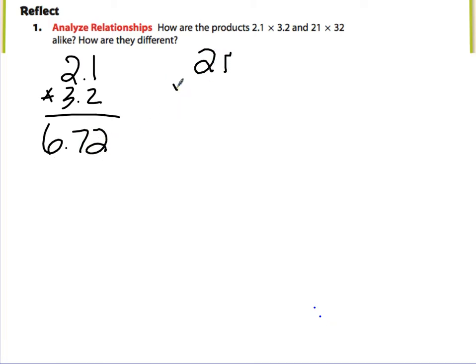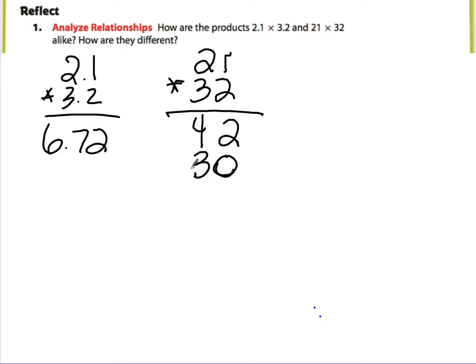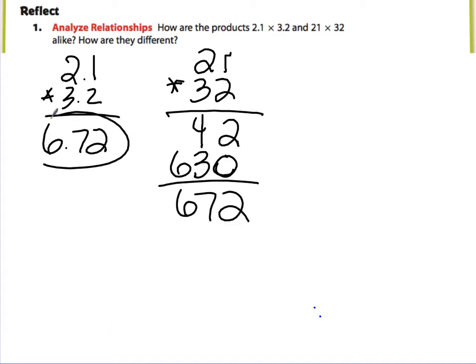If I do 21 times 32, I get 2 times 1 is 2, 2 times 2 is 4, 1 times 3 is 3, 2 times 3 is 6. I end up with 672. Notice my numbers are the same, okay? My digits are the same. However, because I was using decimals here, my answer ended up with a decimal.